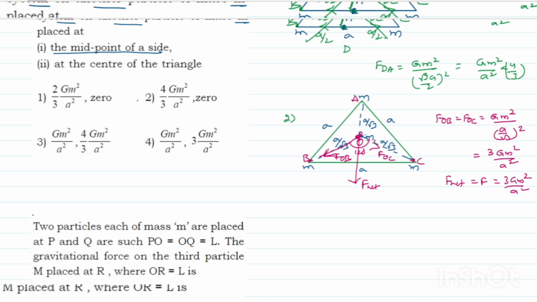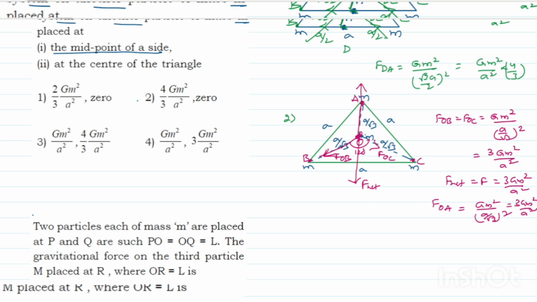One more particle will be present, the A particle. The force acting on the O particle by the A particle here will be G into M square by, here we will be getting, A by root 3 whole square. Now this will be attracted by the A particle along this direction. Here also we will be getting 3GM square by A square.